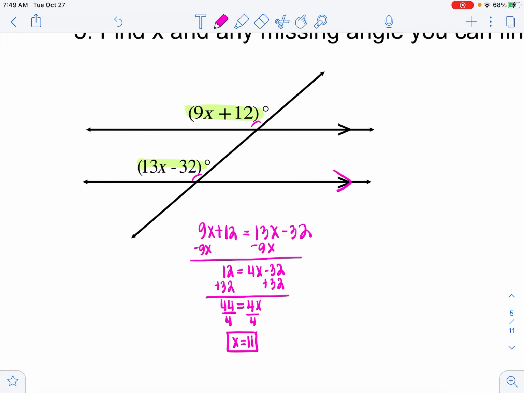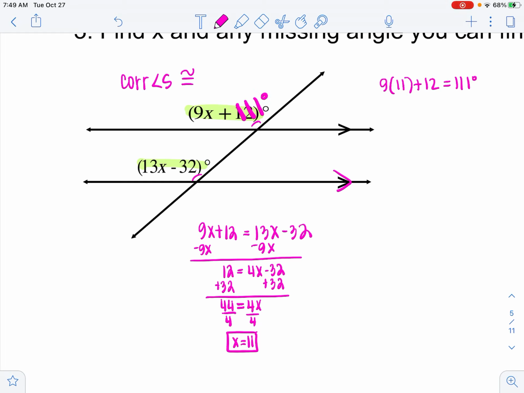All right, so now I know that. Also, I forgot to write this. It doesn't ask me to, but it's good practice. These were corresponding angles, and I know corresponding angles are congruent. All right, now I can find the angle that's 9x plus 12 or the one that's 13x minus 32. It doesn't matter. I'm going to go off to the side and do 9 times 11 plus 12. So it's 99 plus 12, which is 111 degrees.